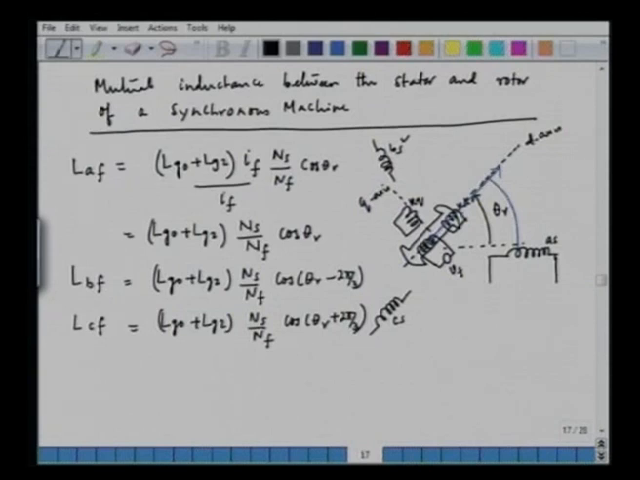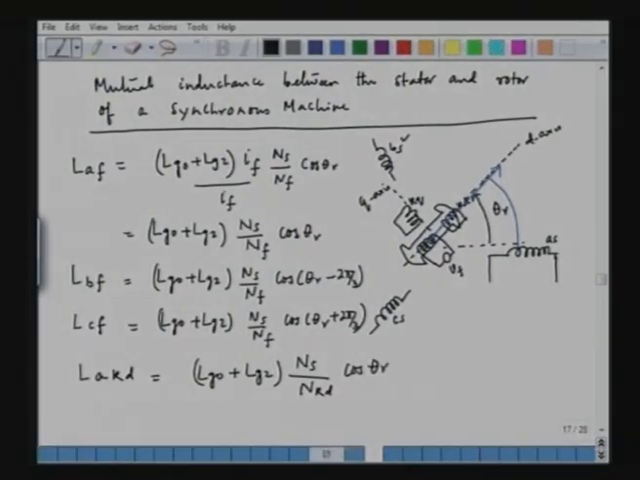What about the damper winding? In a similar way, I can write down LAKD is equal to Lg0 plus Lg2 into Ns by Nkd into cos of theta r.